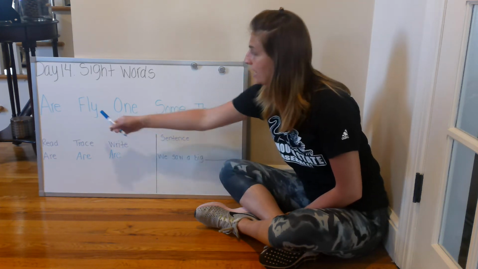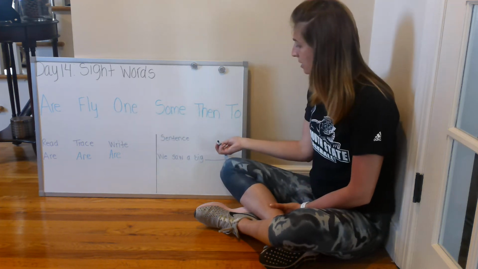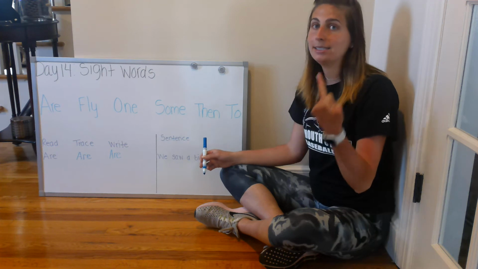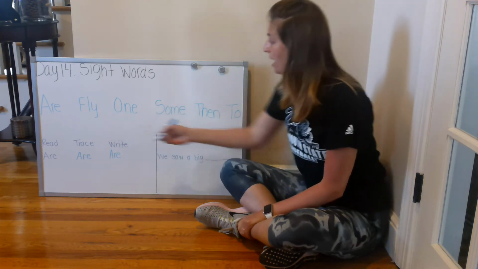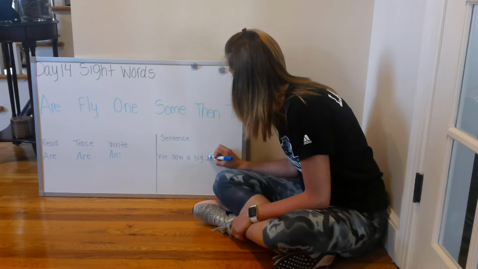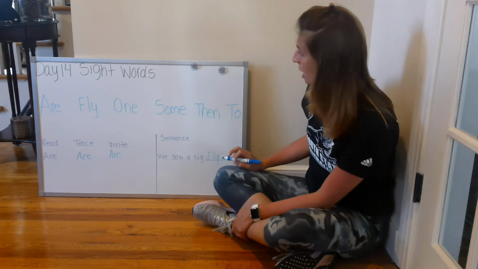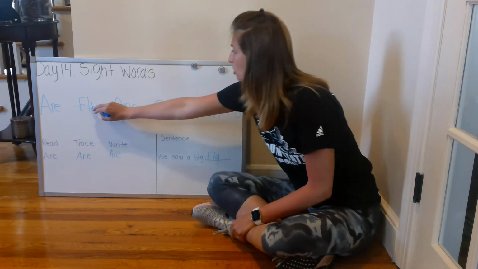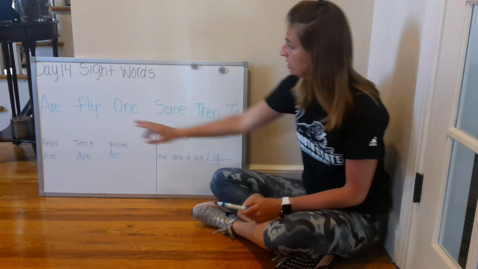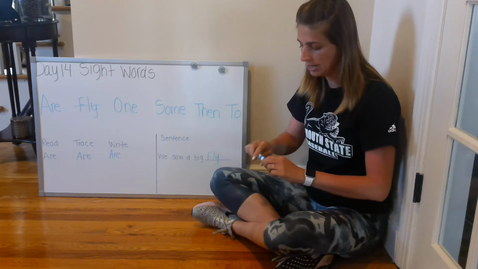Now I'm going to move to my next sight word. We saw a big fly. That makes sense and it sounds correctly. So fly is the sight word that's going to go on the blank. And I'm going to write it F-L-Y. Fly. Now I'm going to cross off the sight word here because that indicates that I already used that sight word and I'm not going to be using it again.